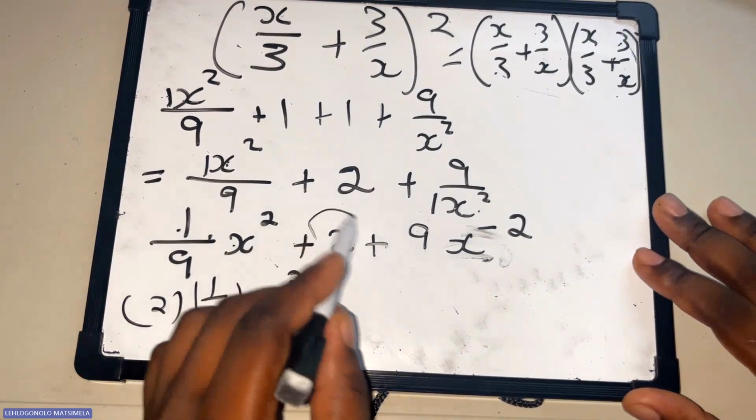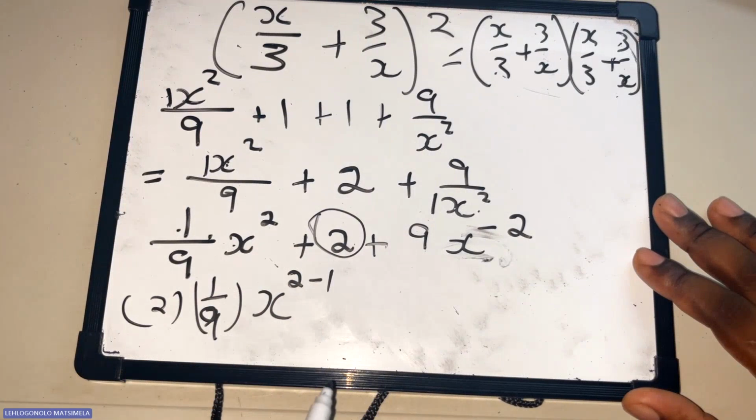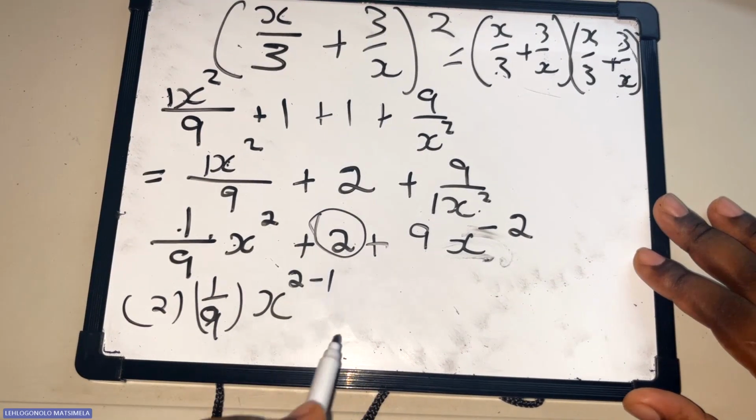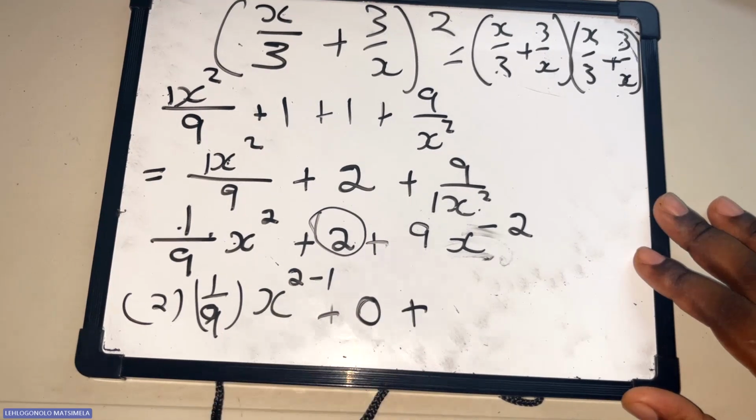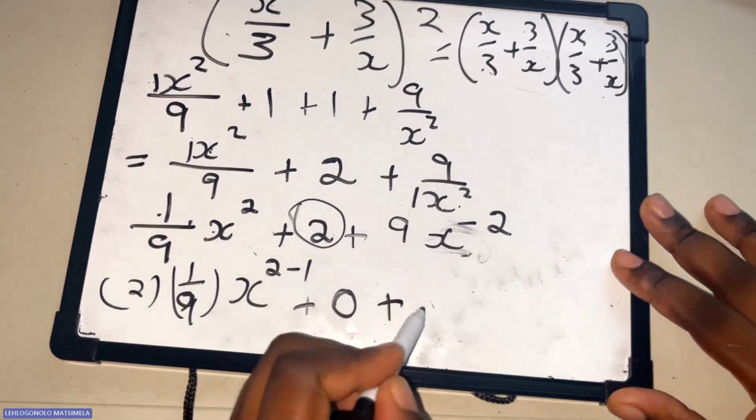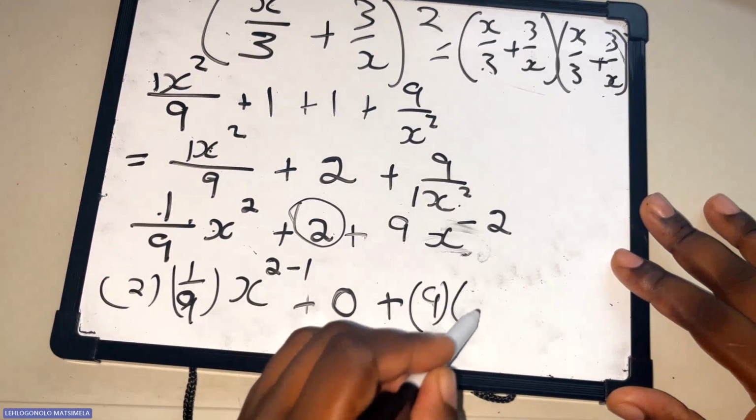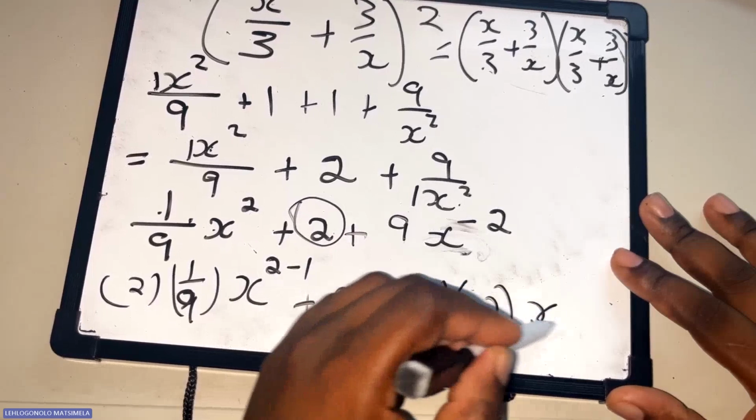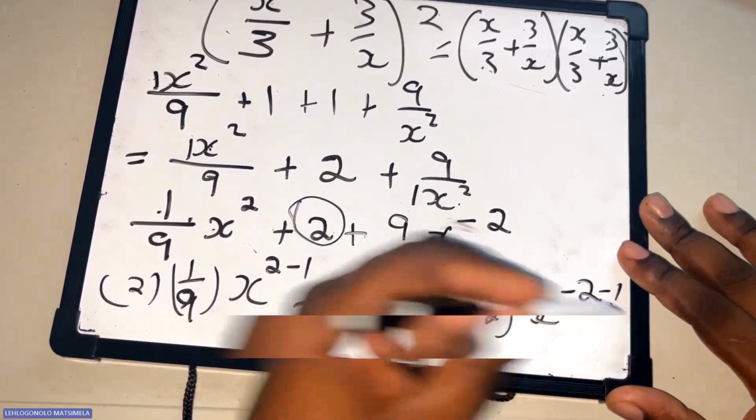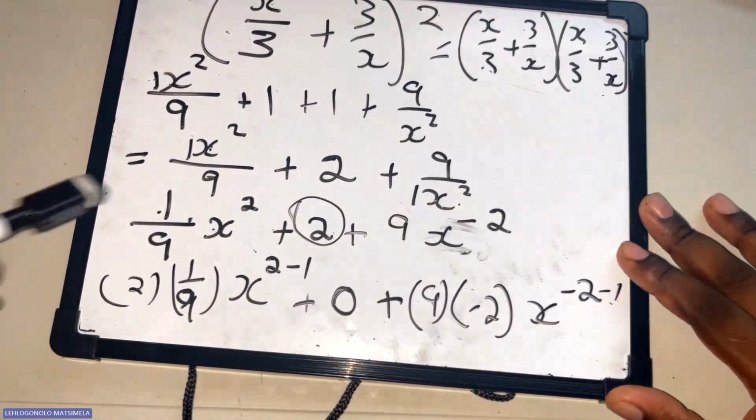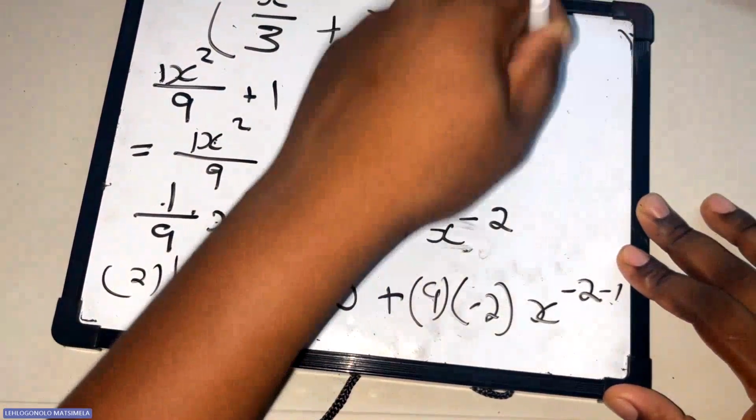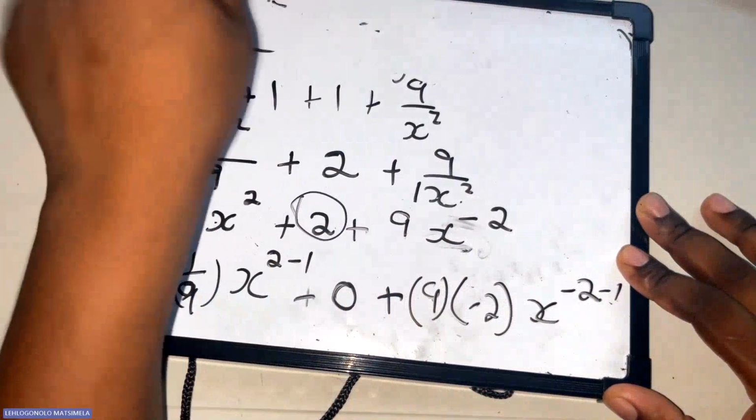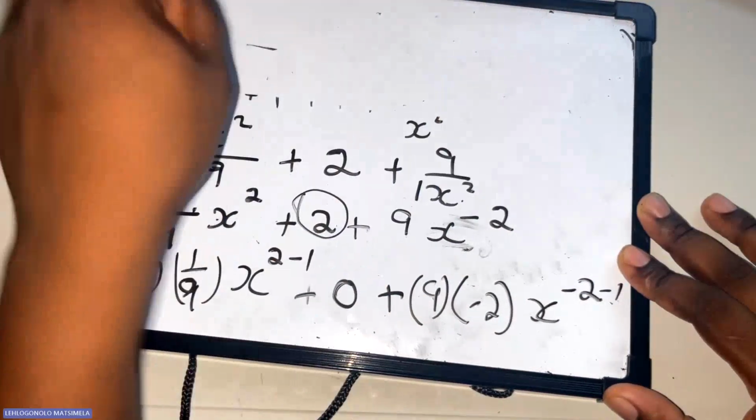Then when I derive the number, a number is constant. We talked about this in the previous video. When you derive a constant, it becomes 0. Automatically, there's no rule, it's just 0. And then this one, it's 9 multiplied by minus 2, then x to the power minus 2 minus 1. So I will wrap the space somewhere here so that we can be having sufficient space to work on.